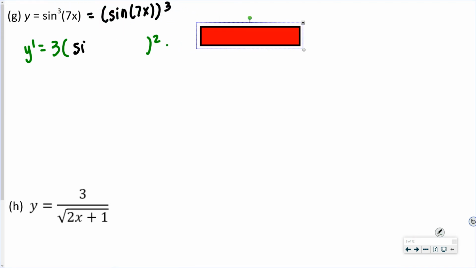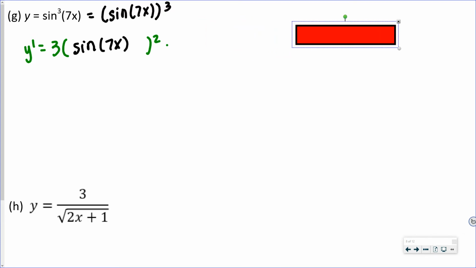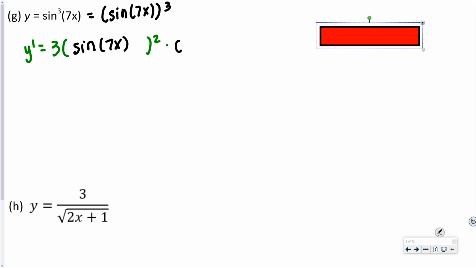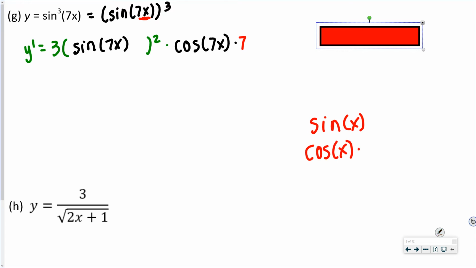My red box is sine of 7x, times the derivative of the inside. Derivative of sine is cosine of 7x, times what? 7. Another chain rule, times 7. Again, all you've learned so far is the derivative of sine is cosine. You really did multiply by the derivative inside. The derivative should have been 1 every time you've done this, so you haven't had to think about it.